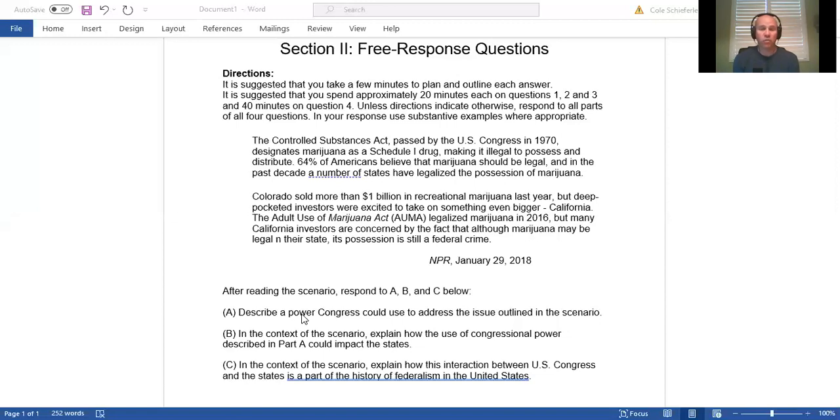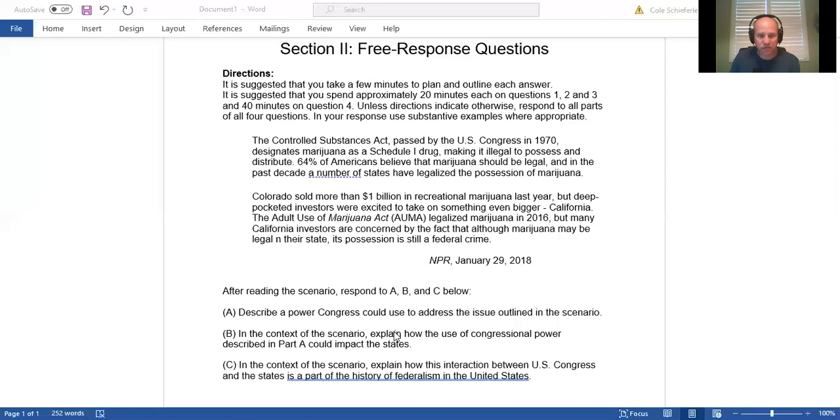Now, that's giving a description of the power Congress has. Let's give an example of how changing funding would address the issue. Okay. If Congress decided to defund the agency that enforces the Controlled Substance Act, that in turn would make it impossible for the federal government to stop the states from practicing those laws. Okay. So now we're going to come down here and explain how the use of that congressional power in A is, right? Okay. So now we're going to go more into details.